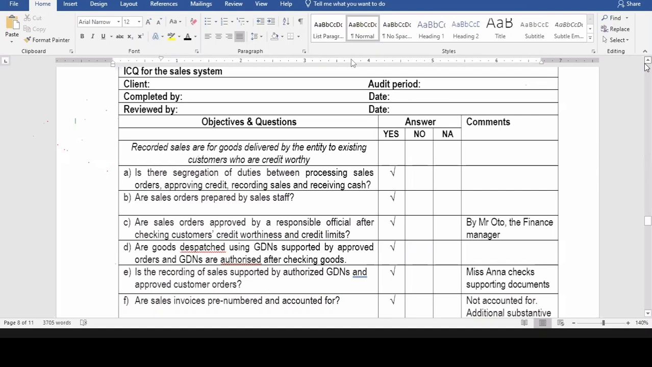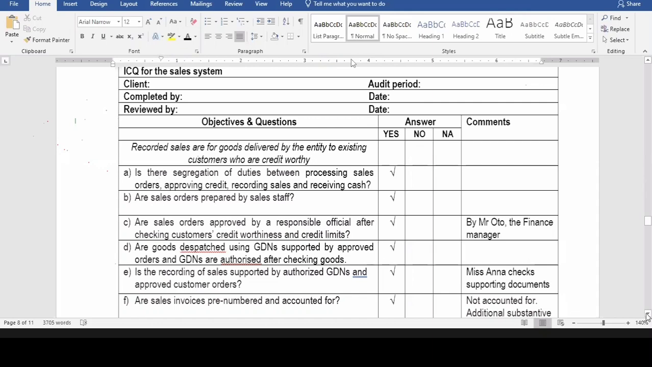for this particular audit. But of course, this questionnaire is basically used during the first audit. It could be amended. It may not be. Documenting the system is mainly done during the first audit. Then in the subsequent audits, we review our records to see whether the system has changed or not. So, objective and questions. What is the objective? Recorded sales are for goods delivered by the entity to existing customers who are credit worthy. So how do I achieve this objective?